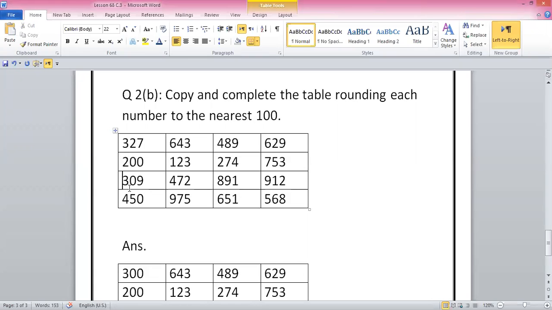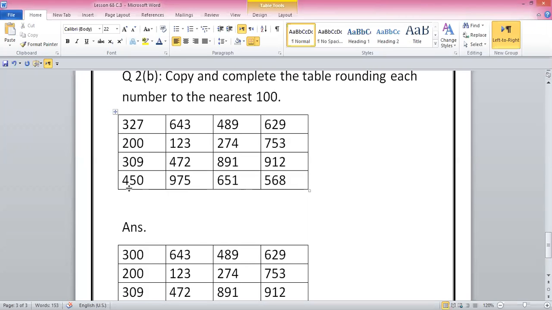That will be the same 3, and you will make these other 2 digits 0. So that will be 300. That is now 450. This is the question, guys.